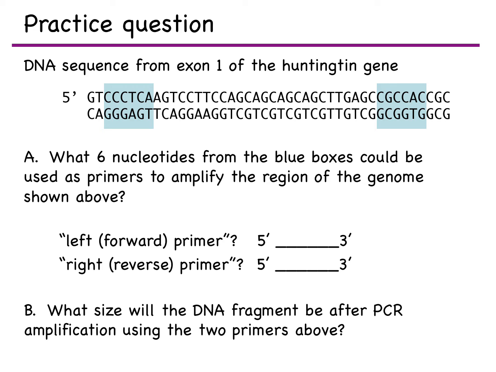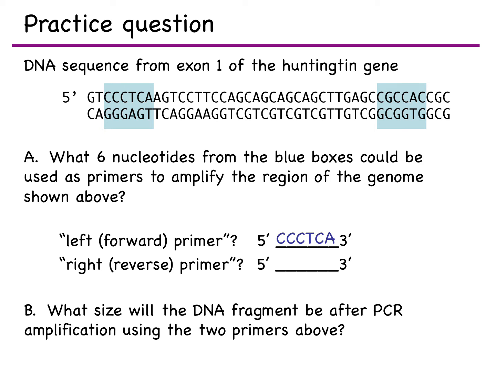So let's say we have the DNA sequence from exon 1 of the Huntington gene, and what 6 nucleotides from the blue boxes could be used as primers to amplify the region of the genome shown above? So you can stop the video at this point and think this through, but I want you to tell me what the left or forward primer is going to be and what the right or reverse primer is going to be, what the sequences will be. And again, I'm oversimplifying this. Typically the primers would be 17 to 20 nucleotides, but I'm making these very short, just for illustrative purposes.